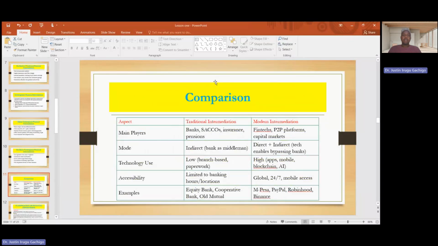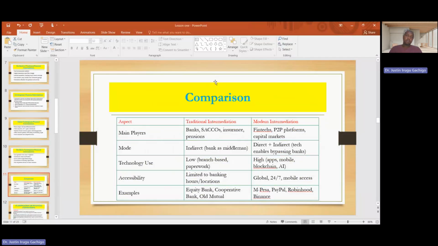So now let us compare the two. So we are going to use the aspect, for example, the main players. In traditional intermediation, the main players are banks, SACCOs, insurance, and pension. In modern intermediation, we have fintechs, P2P platforms, and capital markets. The mode, traditional intermediation, it is indirect, that is bank as a middleman. Modern intermediation, we have direct plus indirect. The indirect, these are the tech enables bypassing the banks.